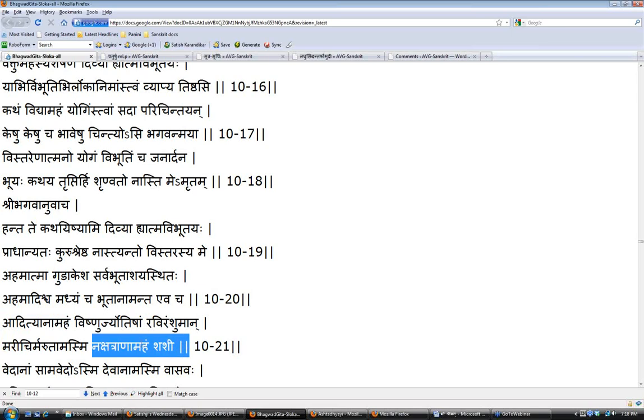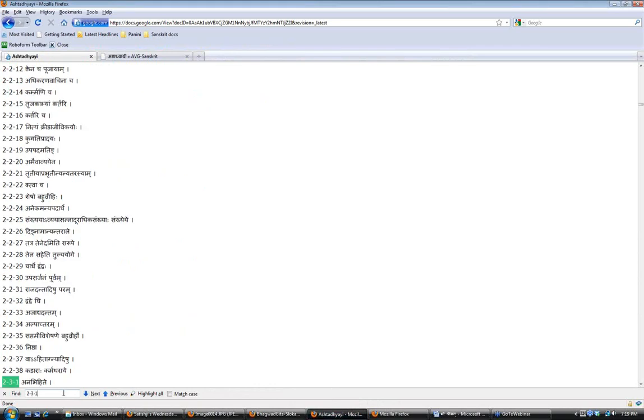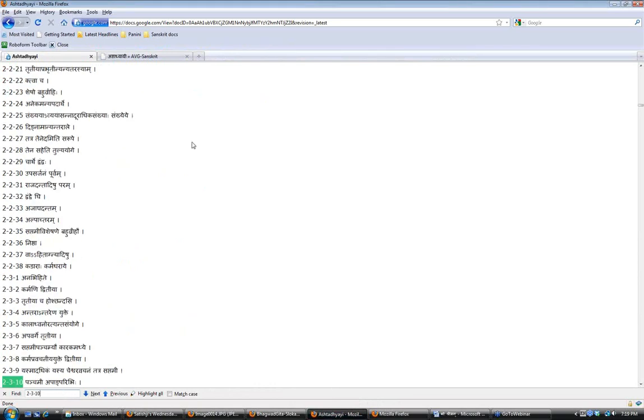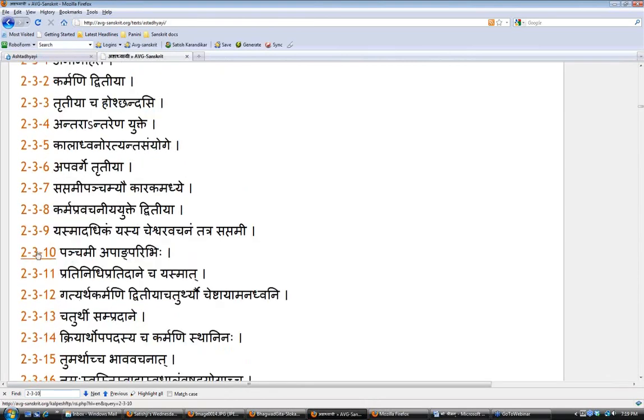So in all these you cannot make a compound like Aditya Vishnu; that compound is not possible. But the sutram only talks about this Nirdharana Shashti not being able to compound. That sutram was 2, 3, 10. But there's a Vartikam on that. Let's look at that Vartikam on 2, 3, 10.